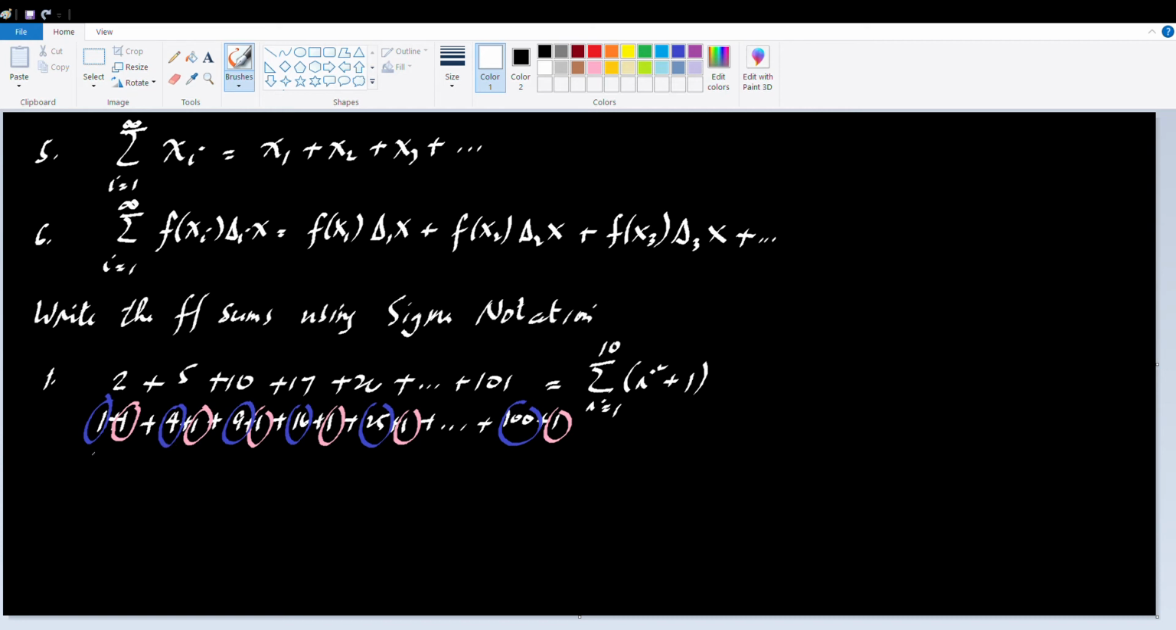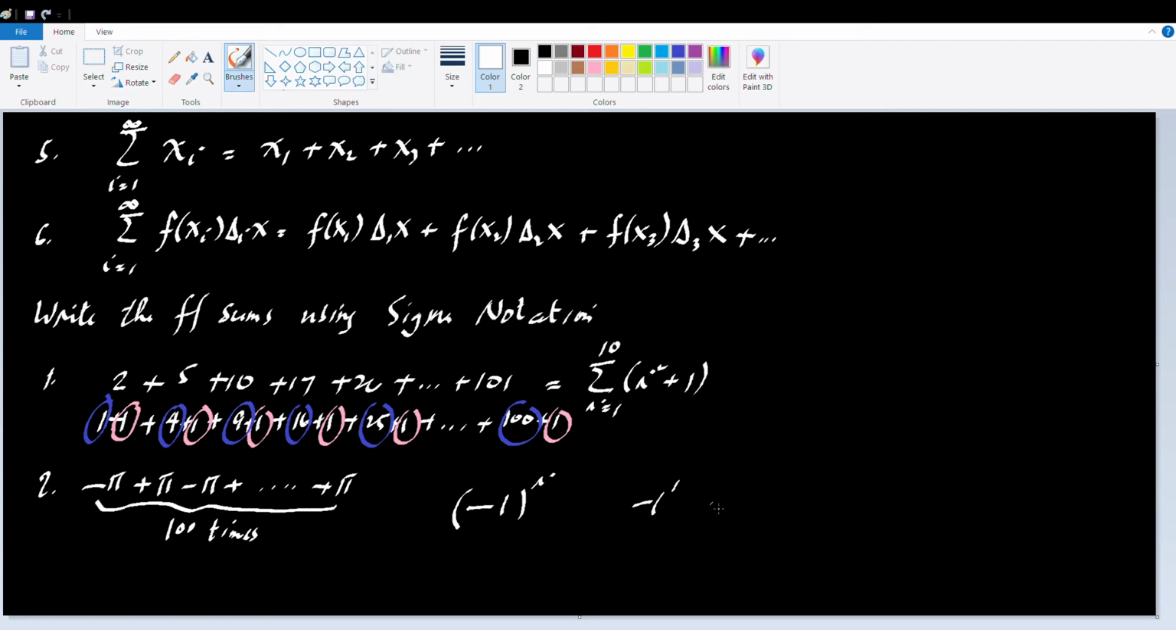By the way, for the next example, negative pi plus pi minus pi plus and so on and so forth plus pi, and that is 100 times. Okay, what do we see here? In one of the examples we had a while ago, we have alternate positive and negative terms. Notice that we'll be generating alternate negative and positive terms if we have the factor negative 1 raised to some power i, right? So if i starts at 1, that will be negative 1 raised to 1, then negative 1 raised to 2, negative 1 raised to 3, and so on and so forth. So it will be alternately negative and positive terms.